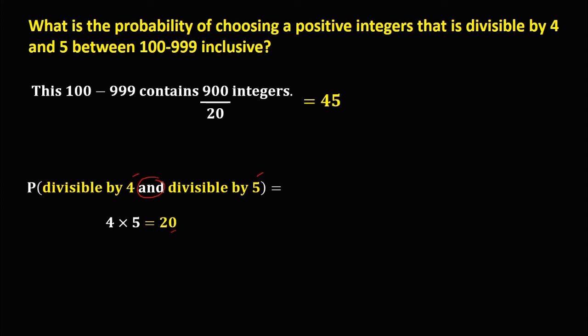So therefore, the probability of a number divisible by 4 and divisible by 5 is 45 over 900. Then we need to reduce. So this 45 over 900 is equal to 1 over 20. So this is now the probability of choosing a positive integer that is divisible by 4 and divisible by 5 between 100 to 999.